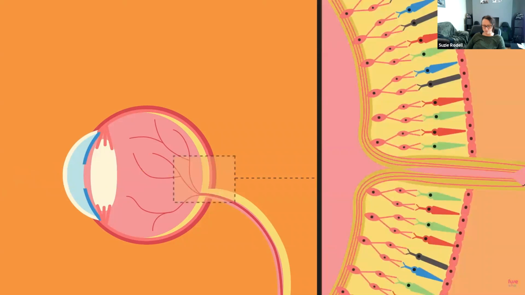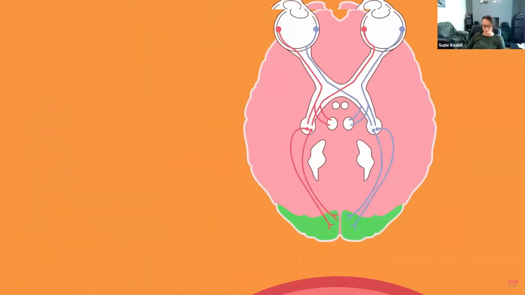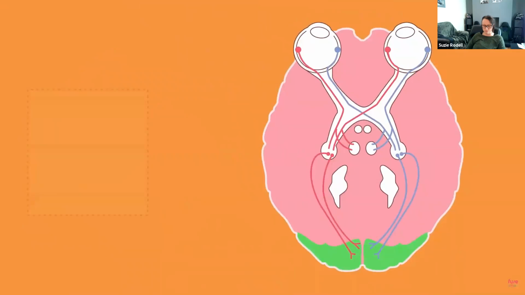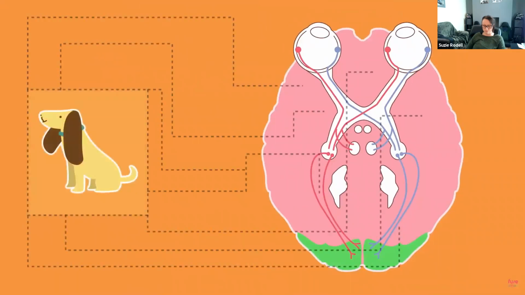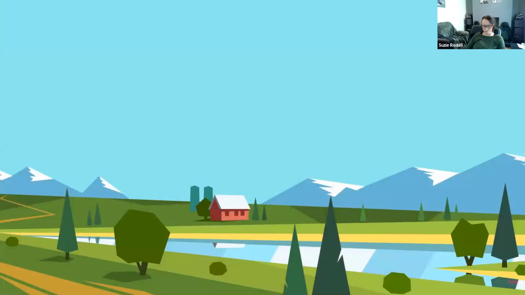Light-sensitive rods and cones react to specific wavelengths of light and trigger nerve impulses. These impulses are carried through the optic nerve to the visual centers of the brain, where the impulses are organized and interpreted to give us sight as we know it. So there we have the different parts of the eye and how they work together to give us sight.